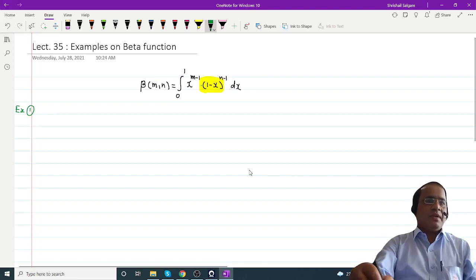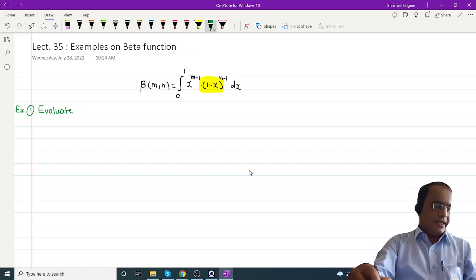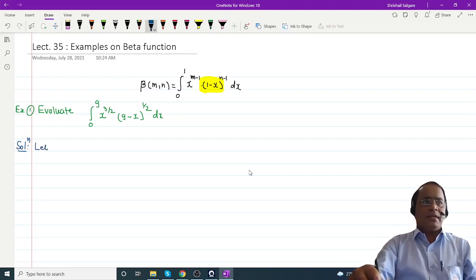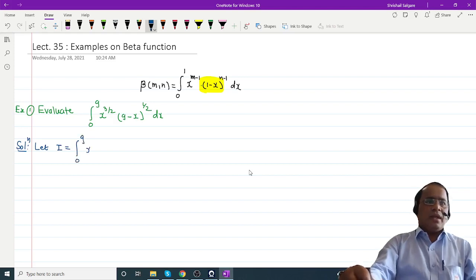Suppose first example, evaluate the integral with limits from 0 to 9, x raised to 3 by 2 into 9 minus x raised to 1 by 2 dx. Remember, what is my first step? I will call this integral I. So let I is equal to integral 0 to 9 x raised to 3 by 2 into 9 minus x raised to 1 by 2 dx.